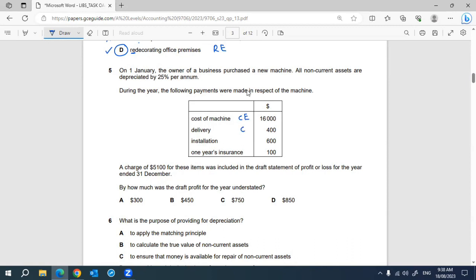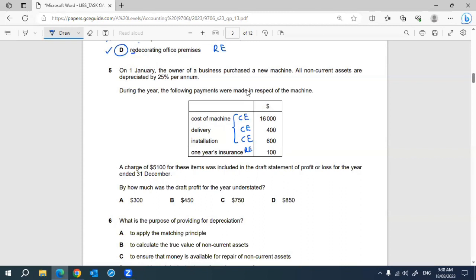Delivery is a capital expenditure. And so is installment. But the 1 year's insurance is not a capital expenditure. In fact, it's revenue expenditure. So why was it important to determine what was capital expenditure? Because the capital expenditure is the one that we need to depreciate by.